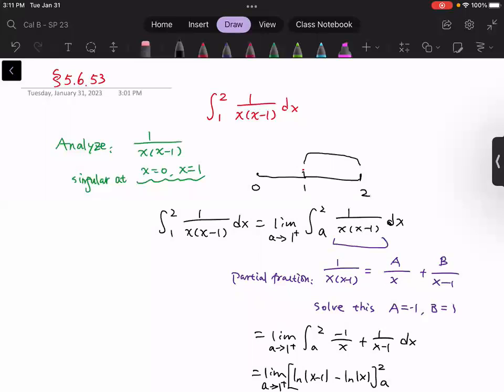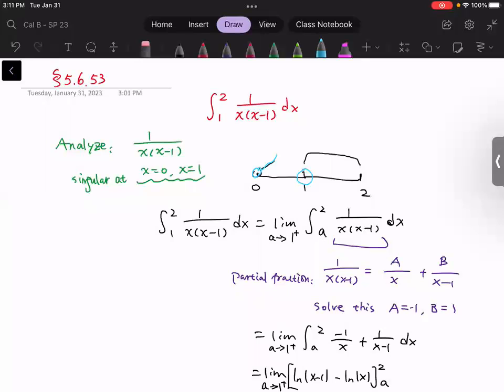Moreover, we consider the domain, or the lower and upper bound of the integration, which is 1 to 2. Then 0 is actually outside the interval, so we don't really need to worry about that. Now for x equal to 1, this is the left endpoint of the interval. That means the function actually is singular at this point.